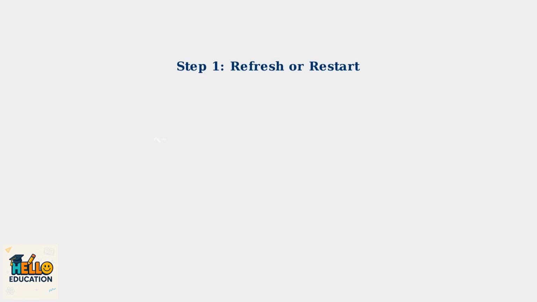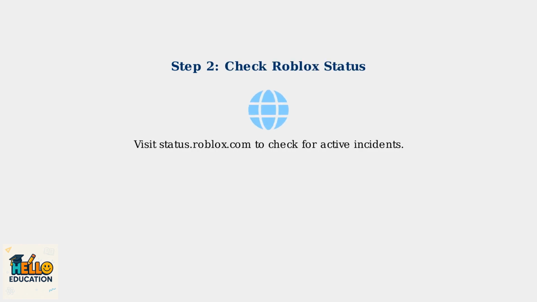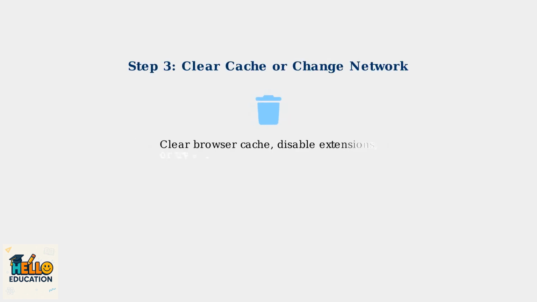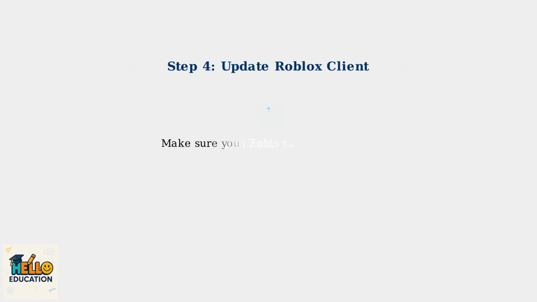While Error 500 is primarily a server-side issue, there are several user-initiated workarounds. First, refresh the page or restart the Roblox app. Check Roblox's status page at status.roblox.com to see if there's an active incident. Clearing your browser cache, disabling extensions, or trying a different network can sometimes help. Make sure your Roblox client is updated to the latest version.